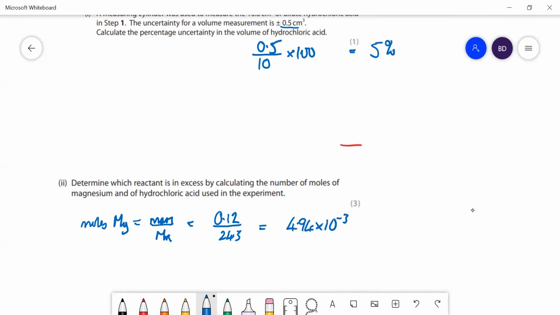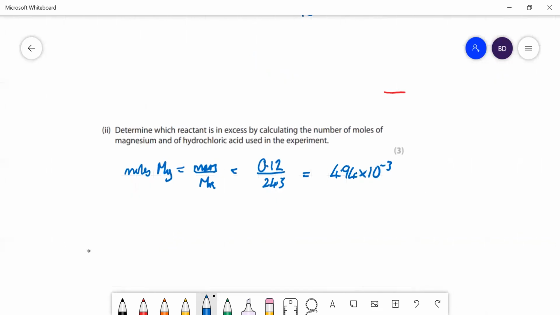Okay, now we've got to do the moles of hydrochloric acid. We can do that from concentration times volume. So moles HCl is equal to concentration times volume. The concentration of hydrochloric acid was 0.2, it tells us, and the volume of acid we're adding is 10 centimeters cubed, so that's 10 over 1,000, which gives 2 times 10 to the minus 3.